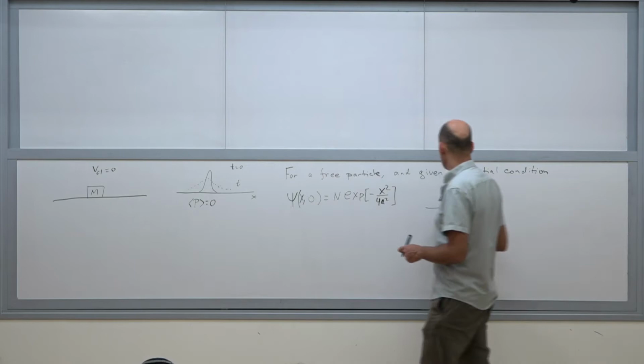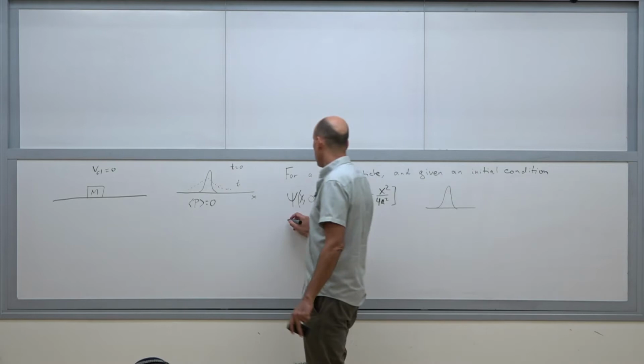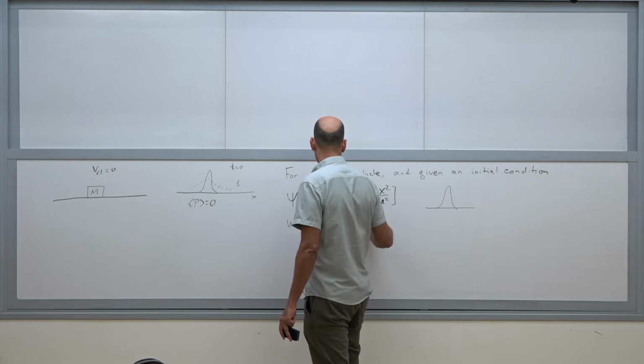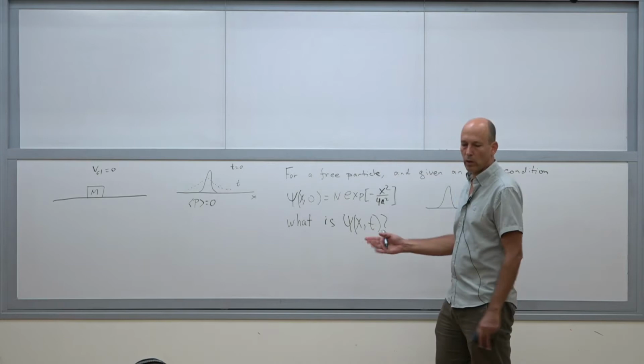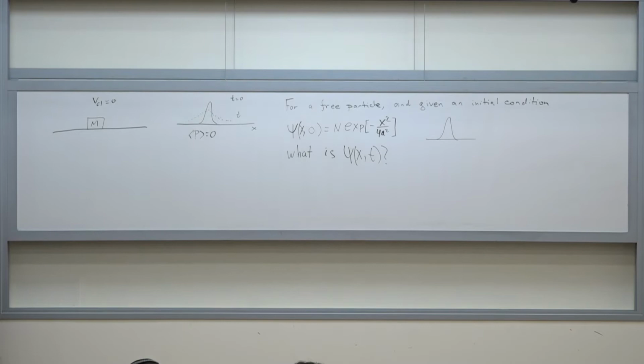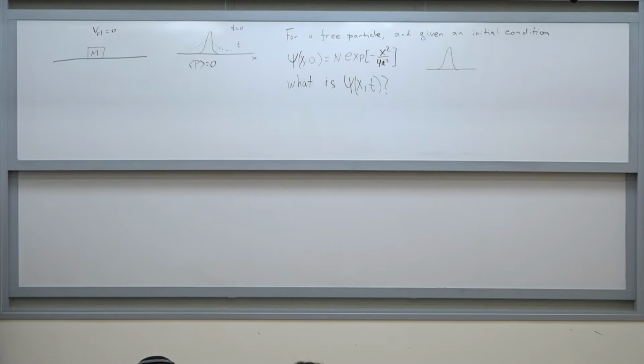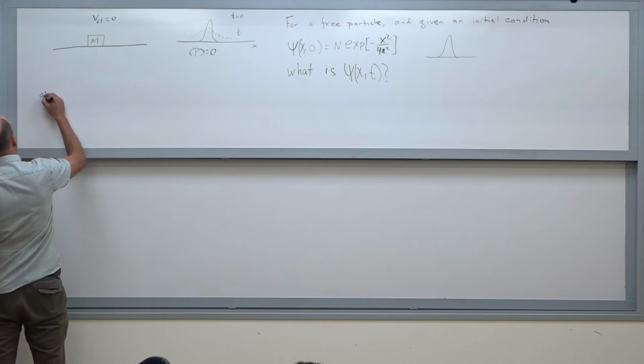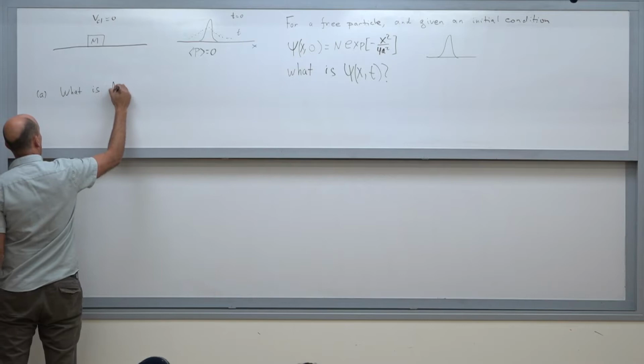So we are just going to start with this Gaussian wave packet. And the question is obvious: what is psi(x, t) for future times? How will this wave packet evolve? So the first thing to do is answer the question, what is N, the normalization constant?